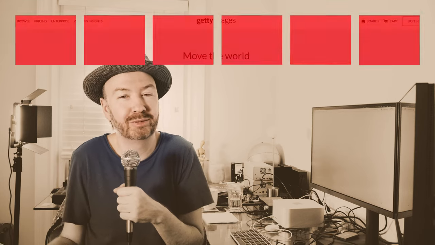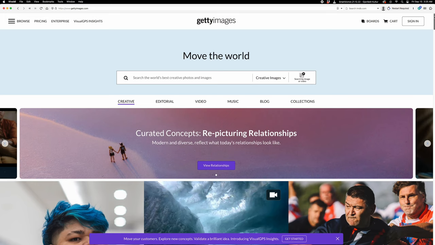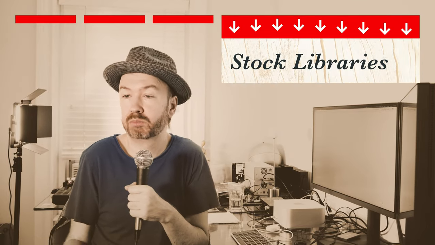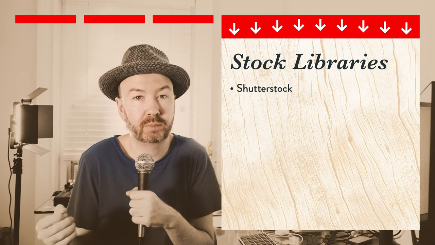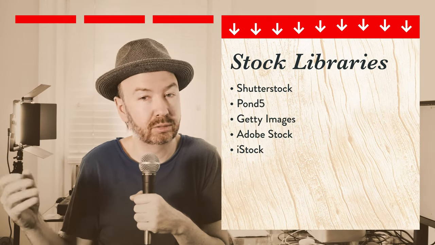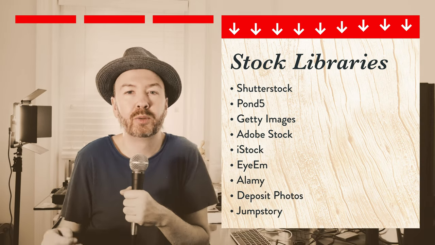full of photos and videos of, or music even, of varying quality, but the point is you can search for a thing and probably there's a thing there that you're looking for. Some of the more famous ones that people pay for include Shutterstock, Pond5, Getty Images, probably a bunch of others I'm not thinking of. The one I happen to be using is called Pond5.